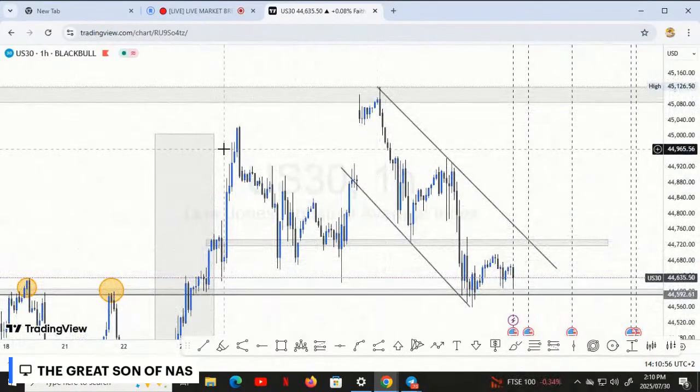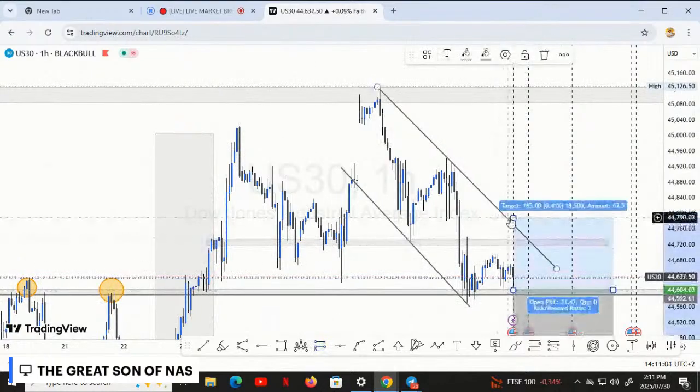So yeah, guys, from this certain point, I believe the market will need to be pushing to the top on US30 to this point.